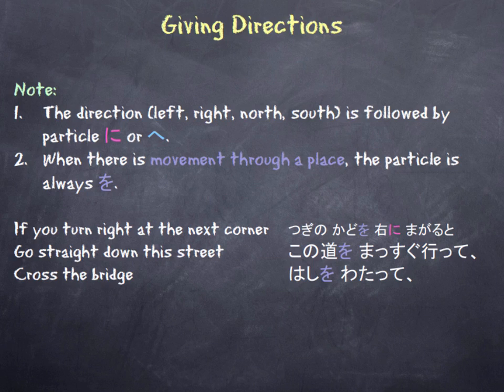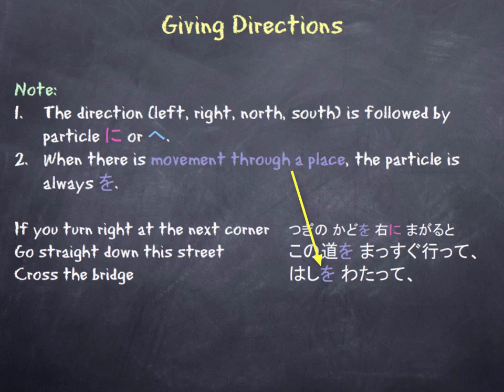And finally, cross the bridge. 橋を渡って. So again, we are moving through a location. We are crossing the bridge. Therefore, the word for bridge is followed by the particle o.